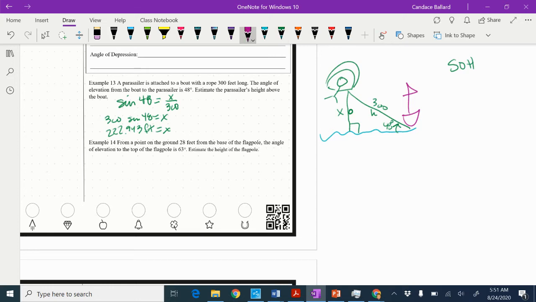Now let's look. From a point on the ground 28 feet from the base of a flagpole. So here's my point, here's my flagpole. We know that that is 28 feet. The angle of elevation to the top of the flagpole is 63 degrees. Estimate the height of the flagpole, so we're looking for this. This time it looks like I have the opposite and the adjacent, and opposite and adjacent is TOA, or tangent. So I'm going to do the tangent of 63 equals x over 28. I'm going to multiply both sides by 28.